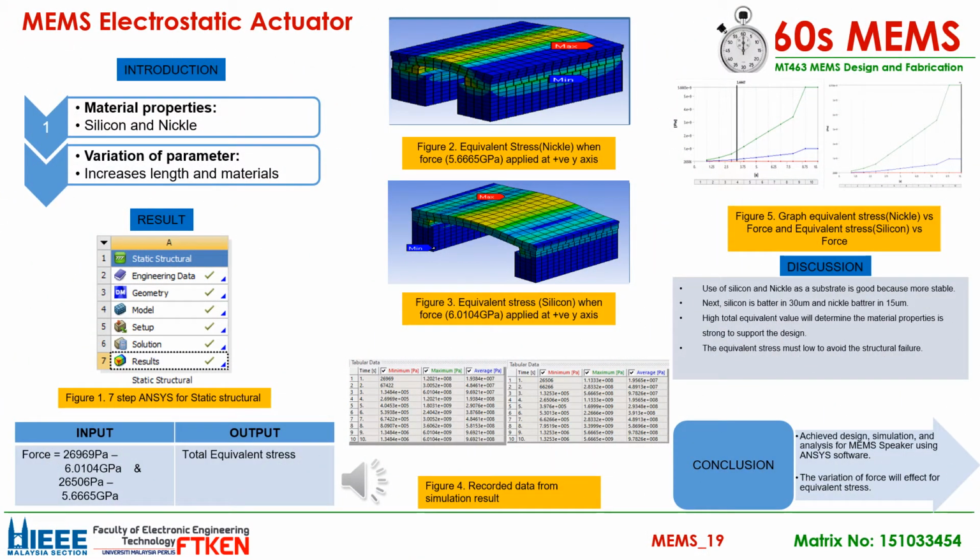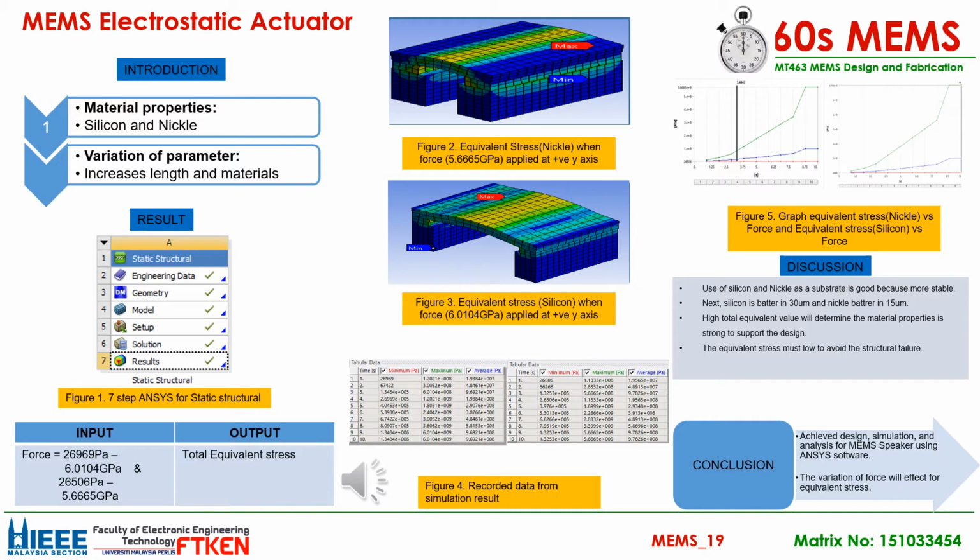Assalamualaikum. For this project, the main materials are silicon and nickel. Figure 1 shows the 7-step ANSYS static structural setup is complete. The input for this project is force. As you can see, there is the minimum to maximum force for silicon and the minimum to maximum force for nickel. The SI unit for this project is Pascal. The output is the equivalent stress for nickel and silicon.